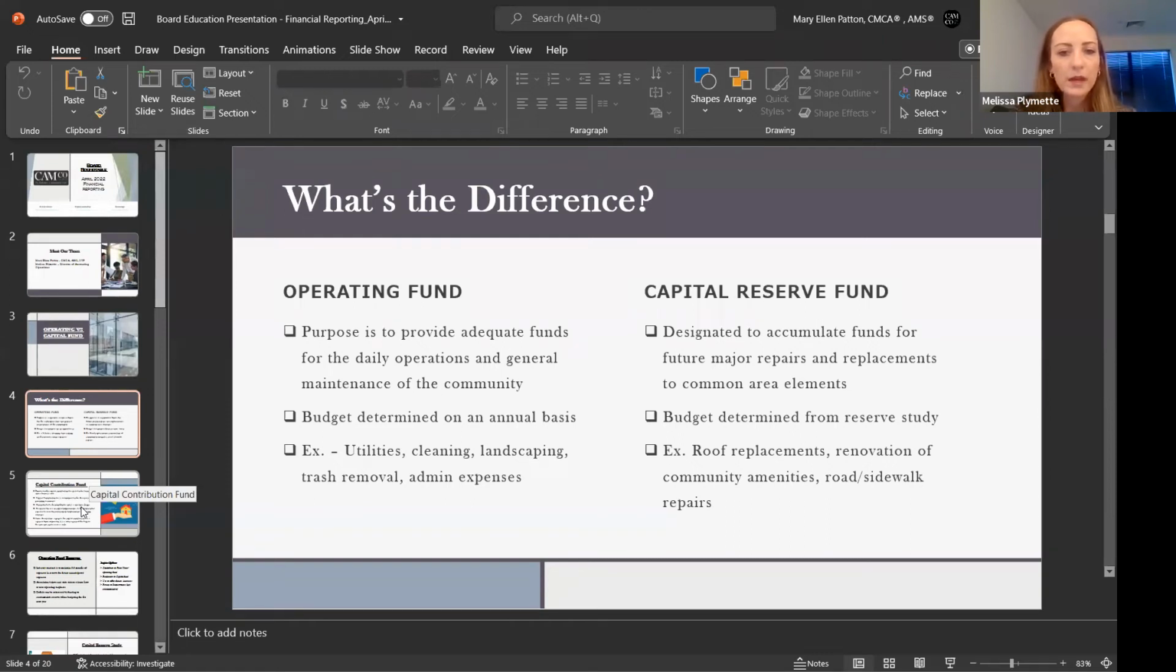And on the capital side, that fund is designated specifically to accumulate reserves for future major repairs and replacements to common area on the property. So determining how much to budget for an association's reserve fund is ultimately driven by the reserve study, which all associations hopefully have. So some examples of capital expenditures could be roof replacements, renovations to community amenities, facade work, repairs to roads or sidewalks. Next slide.